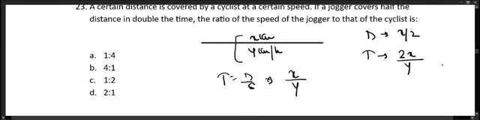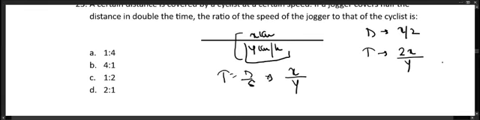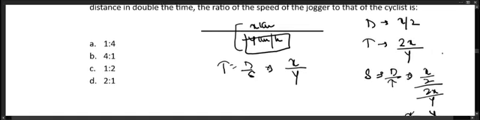Then we have to find the ratio of the speed of the jogger to that of the cyclist. We know the speed of the cyclist is y kilometers per hour, and to find the speed of the jogger we have to divide distance by time. Distance is x by 2 and time will be 2x by y, so x by 2 into y by 2x. x and x get cancelled. Then the speed of the jogger will be y by 4.